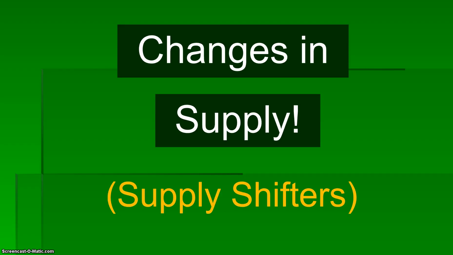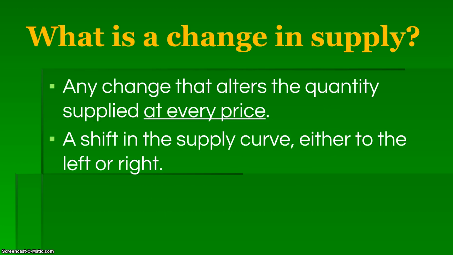The next topic is changes in supply. This is when supply is actually going to move. The curve is going to move in one direction or the other. So what is a change in supply? It's any change that alters the quantity supplied at every single price, not just one price. So when the quantity is altered at every price, you're going to see the whole curve shift either to the left or to the right.